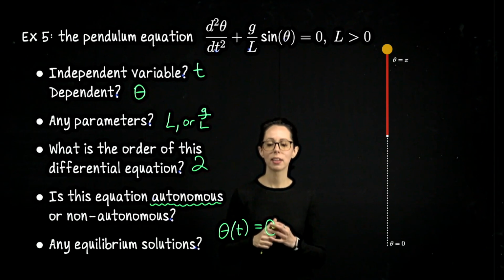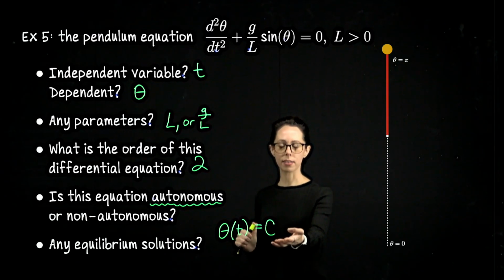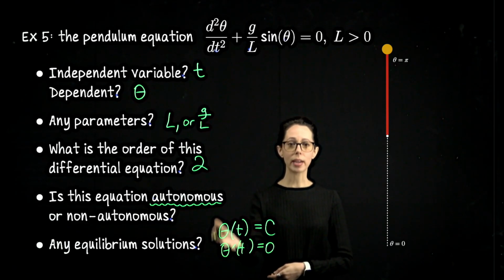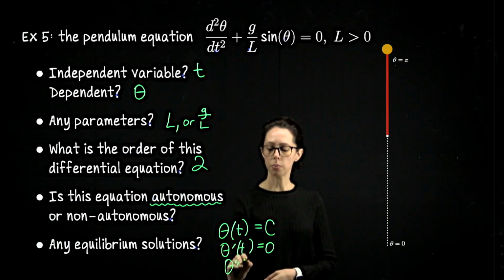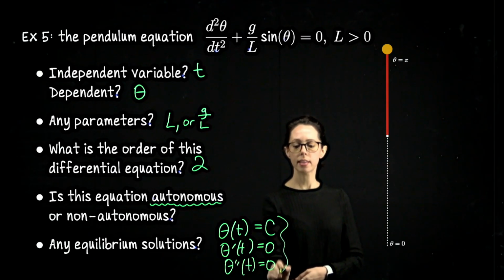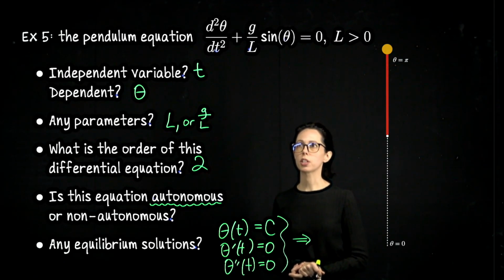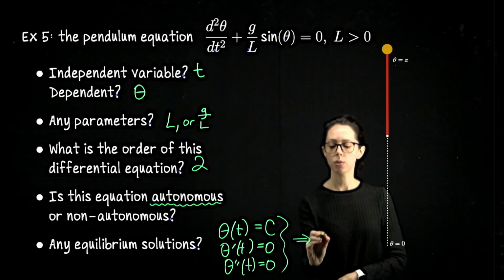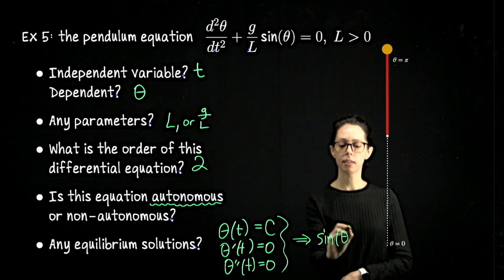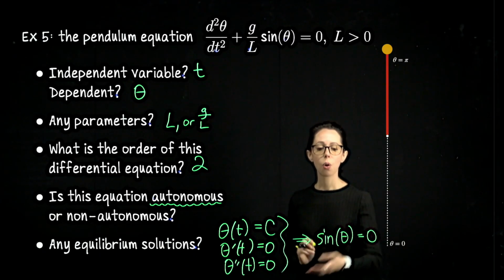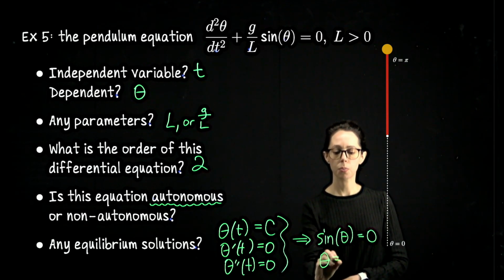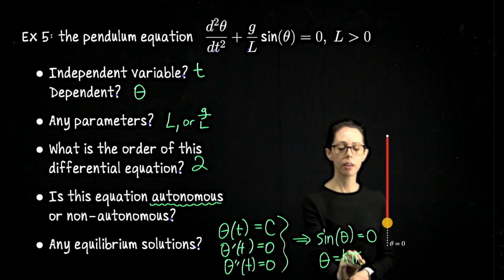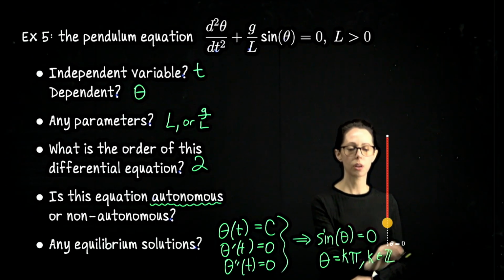So let's verify that. If our angle is constant for all time, then we have said before that means the first derivative is 0, but also any subsequent derivatives are also 0. So theta prime prime is 0. We take this information and plug it into our differential equation. What happens is that the first term is 0, divide out by g over L, and we're left with sine of theta is 0. What angles make this true? Integer multiples of pi. So the solutions would be theta is k times pi, where k is an integer, a whole number.